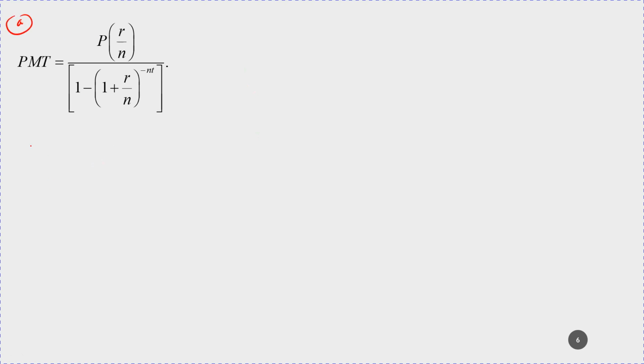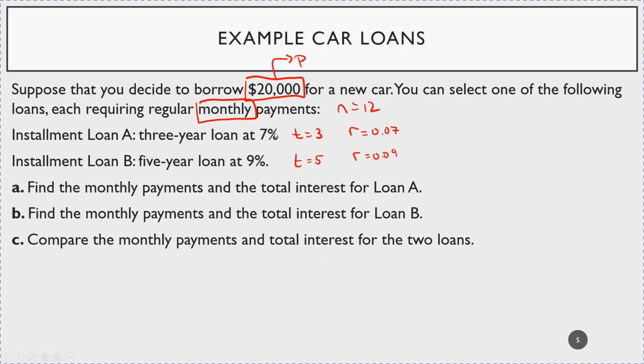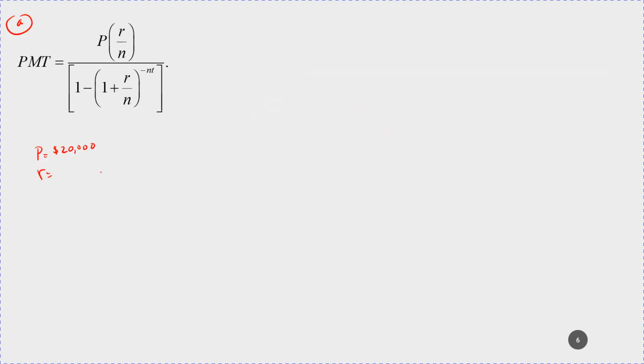So again, the amount you're borrowing, P, is $20,000. The rate here on this one is 7%. We're going to do a 3-year loan, and you're doing 12 monthly payments. All right, so let's plug into the formula, and then we're going to have to just very, very carefully use our calculator.